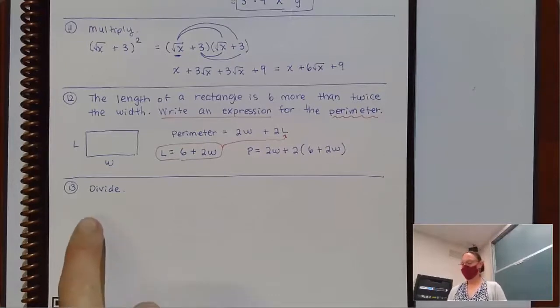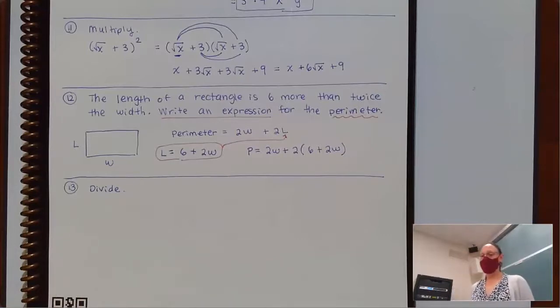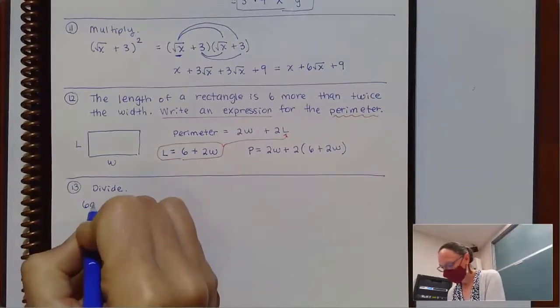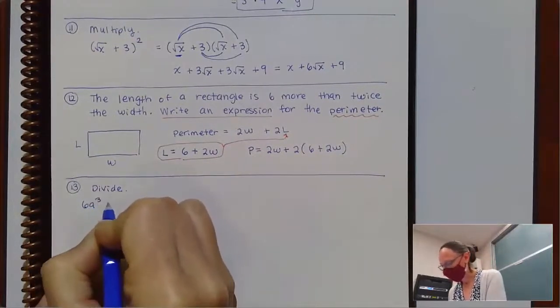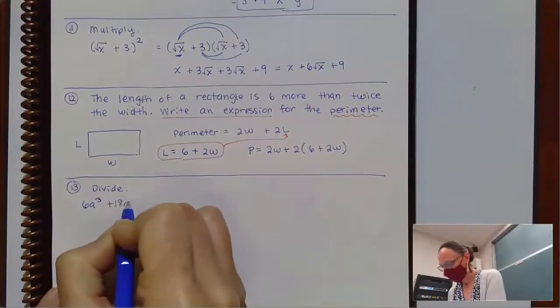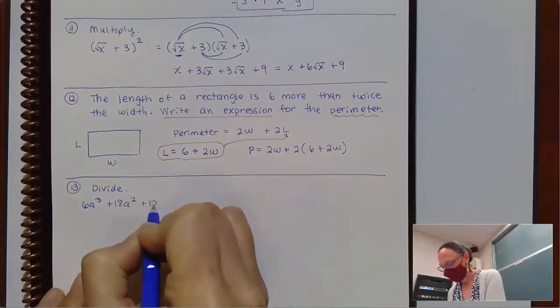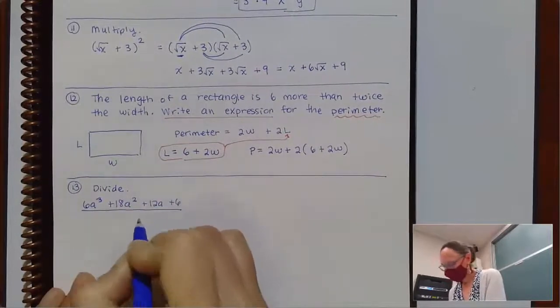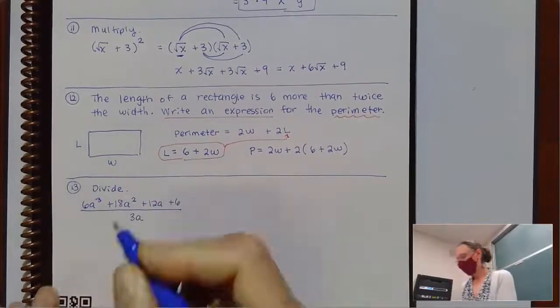So question 13. The instructions are just divide. Now what we've been given is 6a cubed plus 18a squared plus 12a plus 6 over 3a.